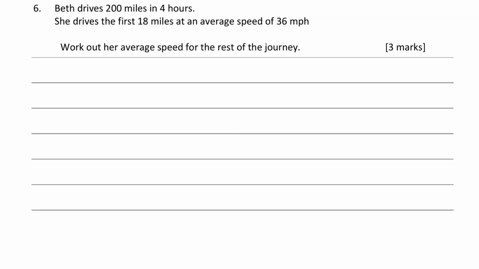Question 6. Beth drives 200 miles in 4 hours. She drives the first 18 miles at an average speed of 36 miles per hour. Work out the average speed of the rest of the journey.